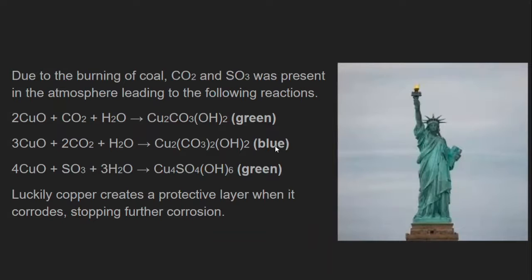So hopefully you now have a better understanding of how corrosion works. In this video, you have seen how corrosion works using the corrosion of iron as an example. We have looked at what factors affect the speed of corrosion, such as acidic environments and electrolytes. We have also looked at ways to prevent corrosion, such as physical barriers, galvanizing, and cathodic protection. And lastly, we have looked at the Statue of Liberty being a famous example of corrosion.